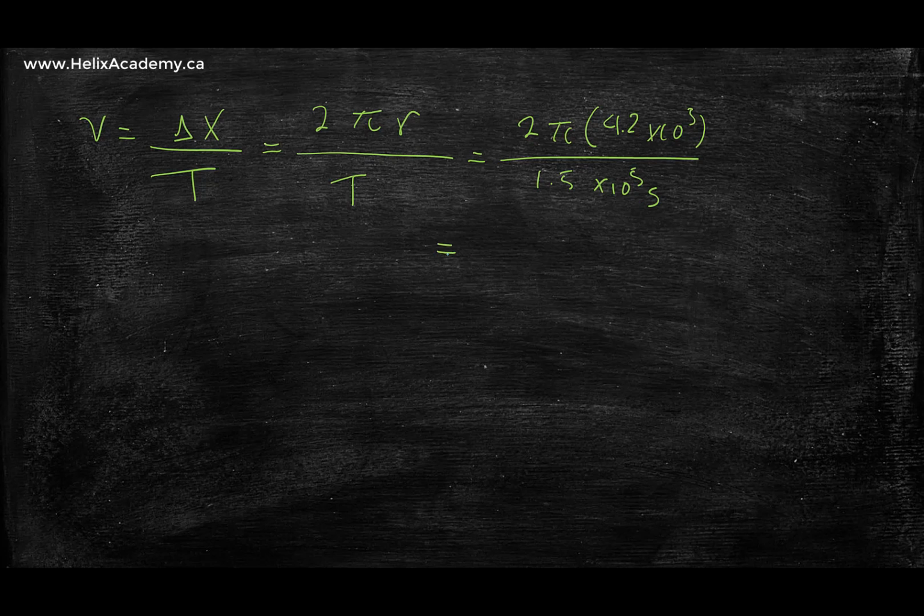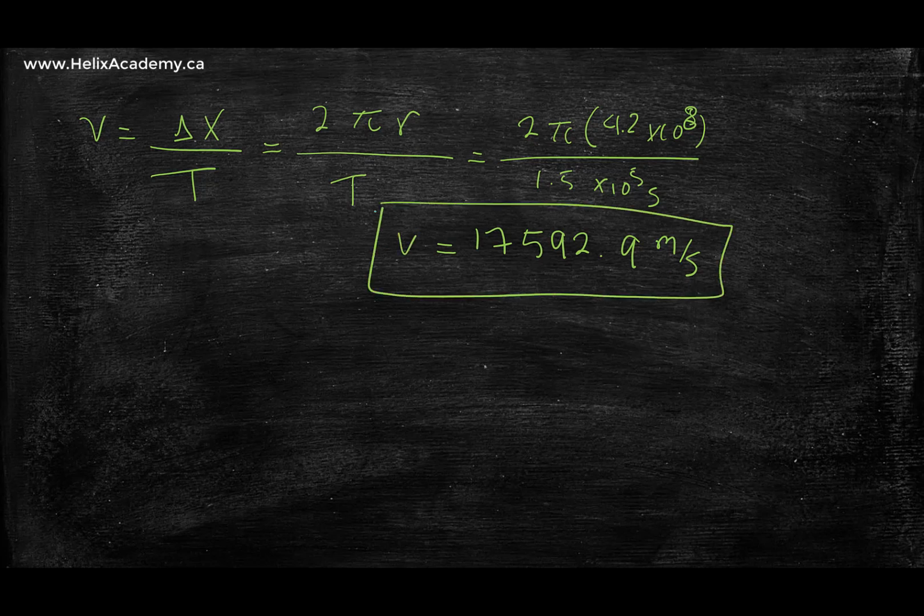And if I punch these numbers into the calculator, I should come up with 2 pi times 4.2 times 10 to the power of, sorry, this is 10 to the power of 8, divided by, open bracket, 1.5 times 10 to the power of 5. So my answer is 17,592.9 meters per second. So that's the velocity of the moon of Jupiter around Jupiter, of course.